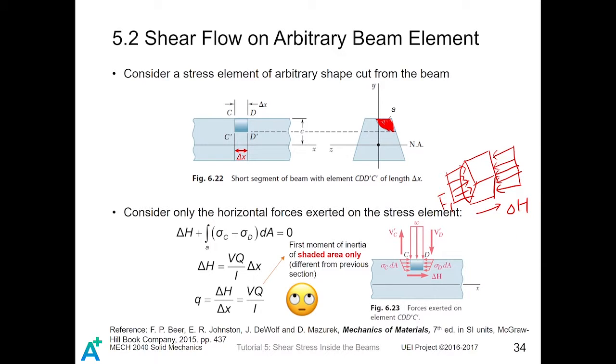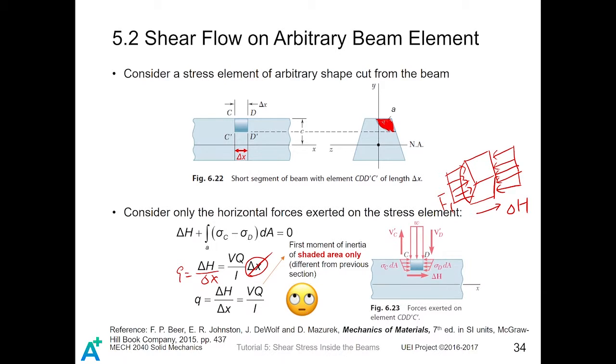Then we get delta H plus delta C minus the integral of delta D dA equals 0. Consequently, by a very similar derivation process, we can get delta H equals VQ divided by I times delta X. So the derivation is rather similar to what we introduced before, so still left to you as an exercise. It is very, very similar. If we divide both sides by delta X, then the left hand side will become the shear flow, and the right hand side is VQ divided by I.